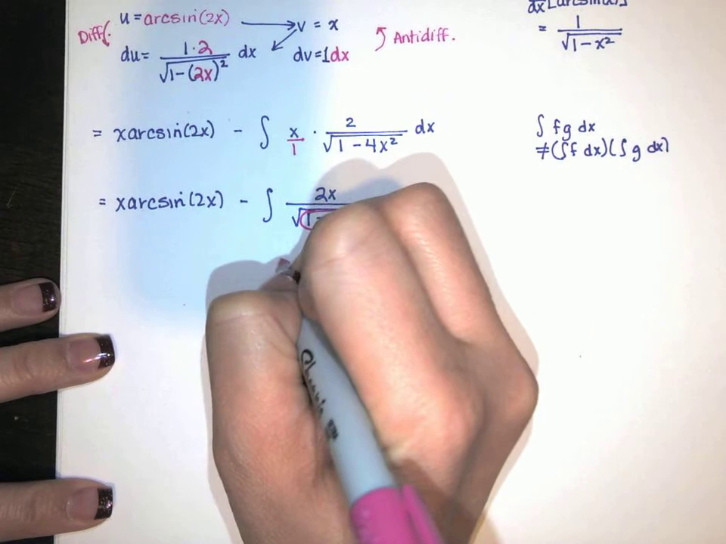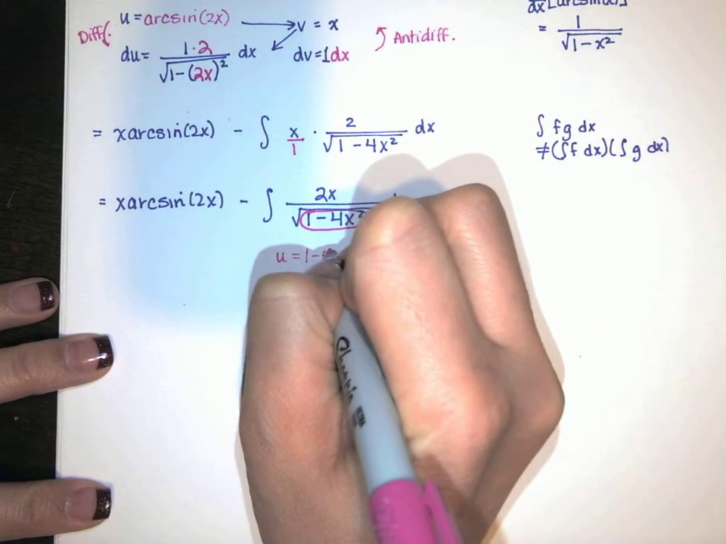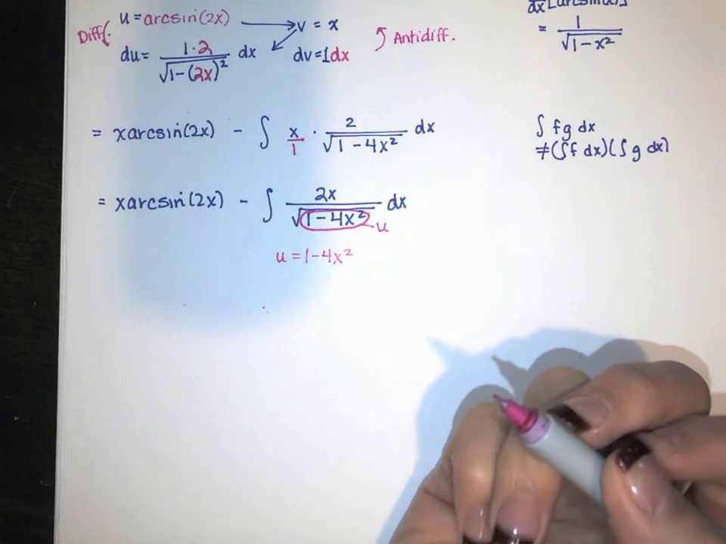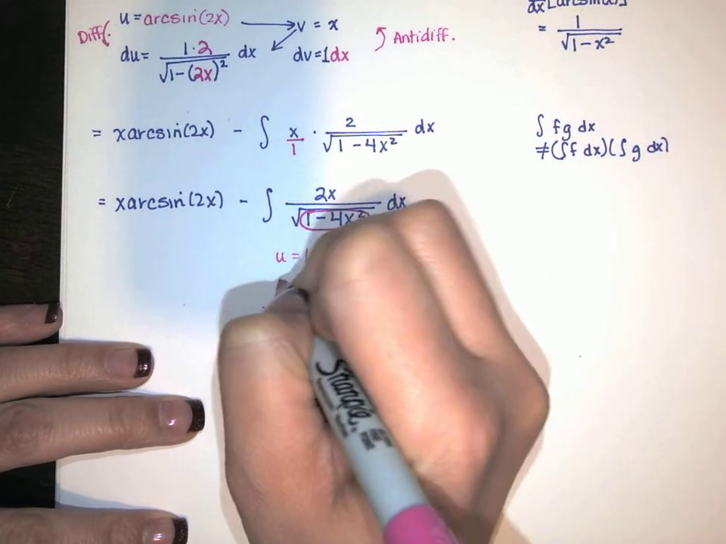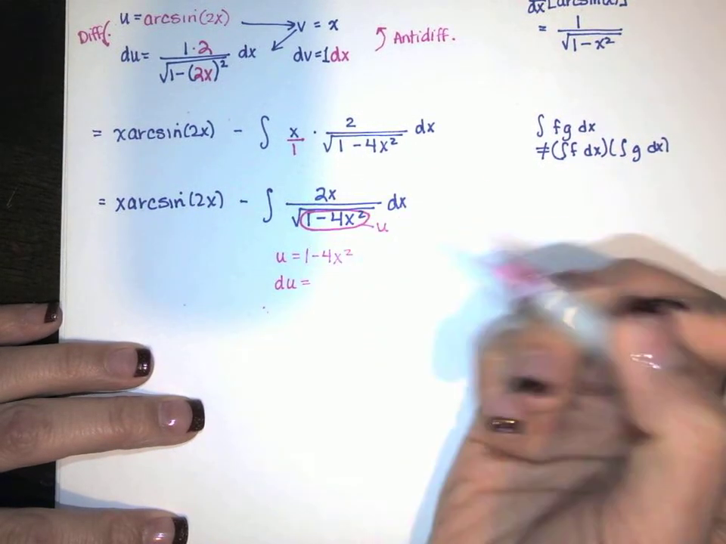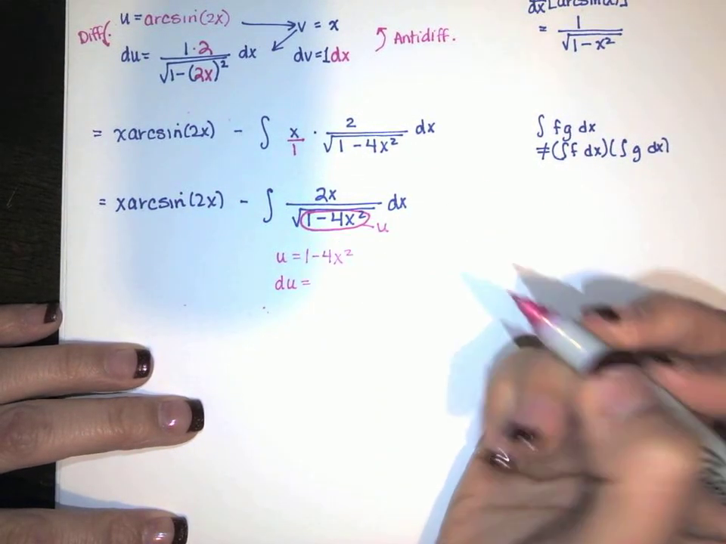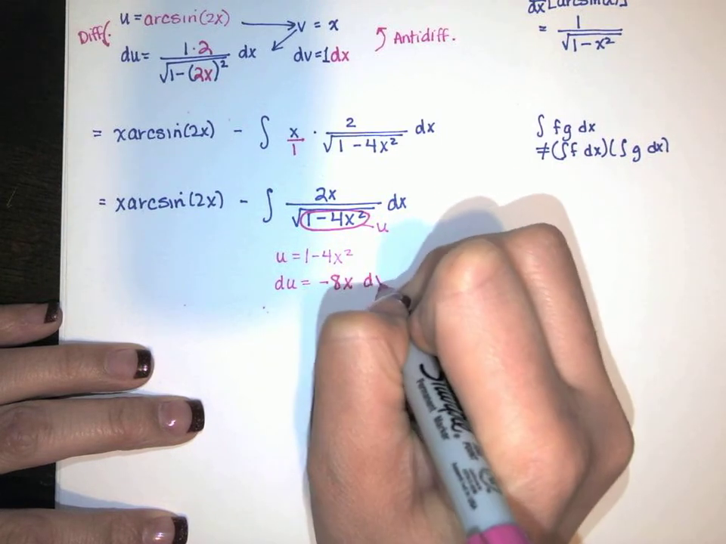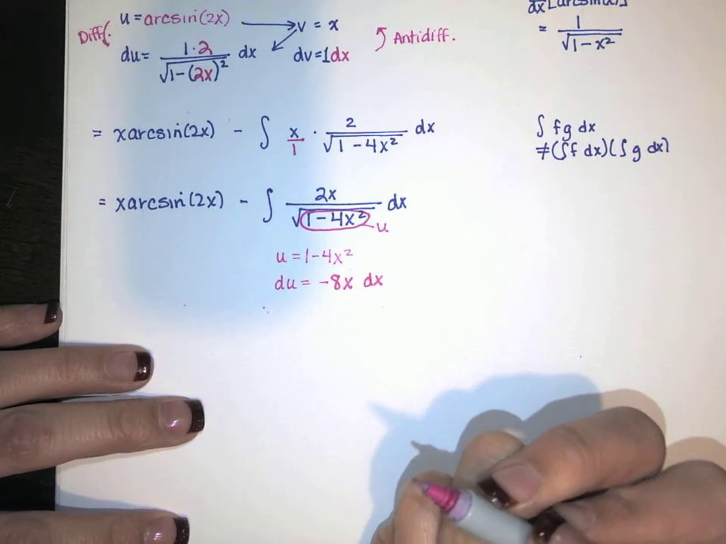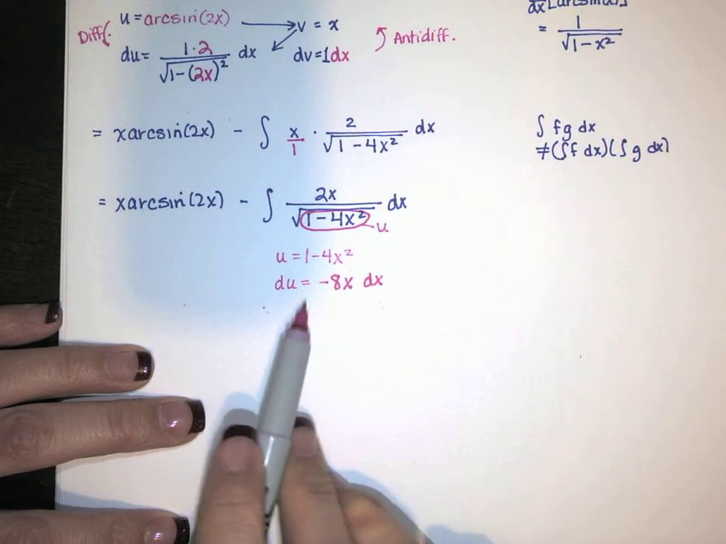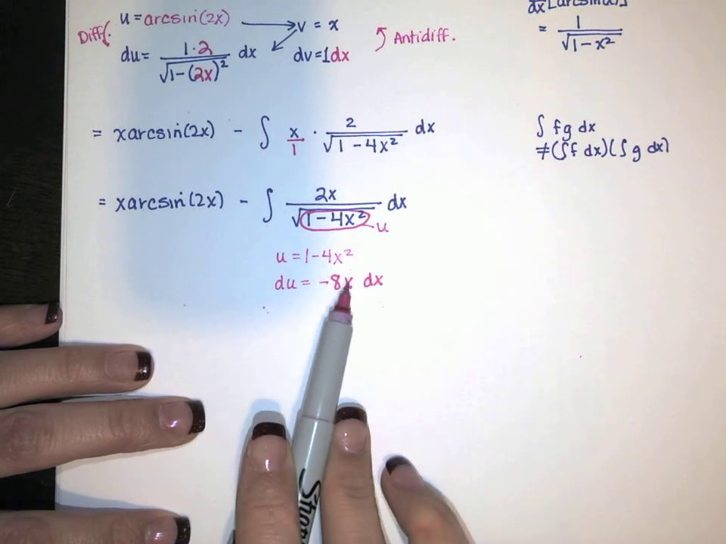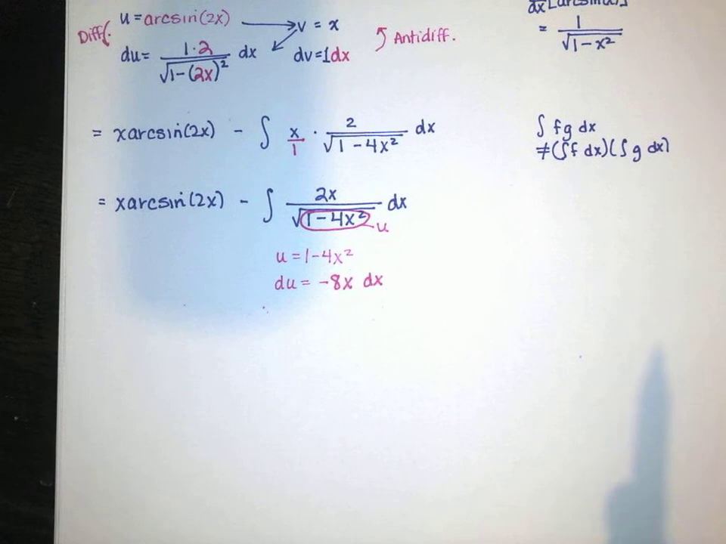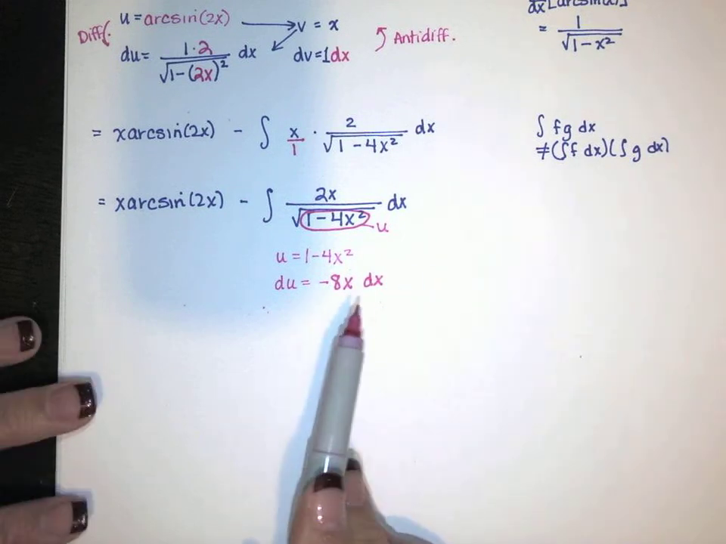That's probably my u. Since that 1 minus 4x squared is under a radical, that's probably my inside function. Then I take the derivative of that. Derivative of 1 is 0. Derivative of negative 4x squared is negative 8x. Don't forget your dx. And this is going to work as a u sub as long as I've got an x dx up there. And I do, I've got an x dx. So I know this will be successful.